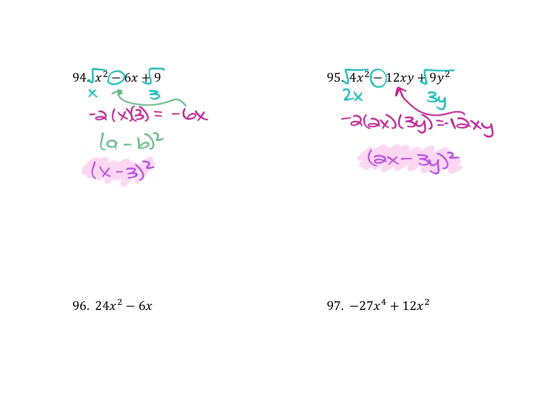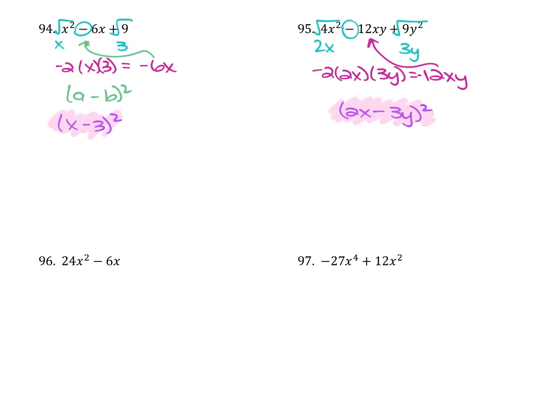For 96, we have 24x squared minus 6x. We're going to factor out the greatest common factor between these, which is 6x. And this is just going to leave us with 6x times 4x minus 1. You cannot do anything else with this, so that is your answer.